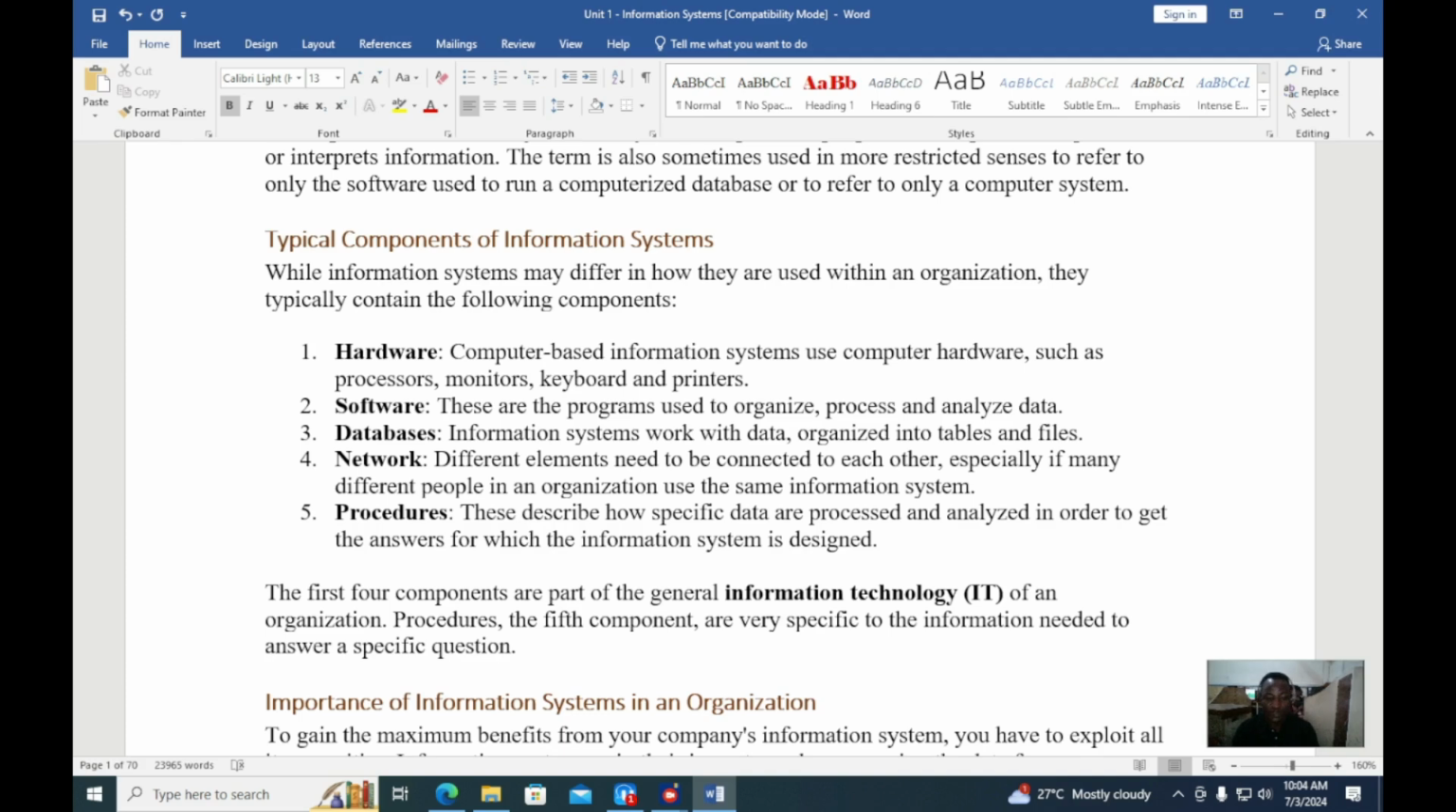So what we have as the 5th one, which is the procedure, is actually going to be specific depending on what information is needed to answer what question. So basically those are the components of an information system.